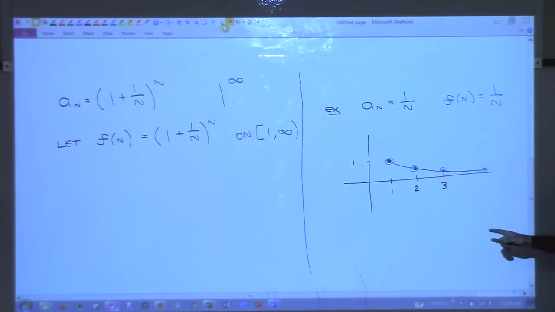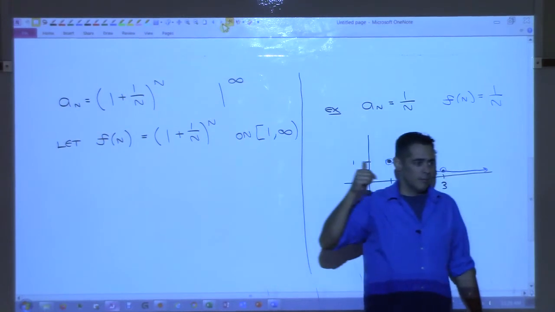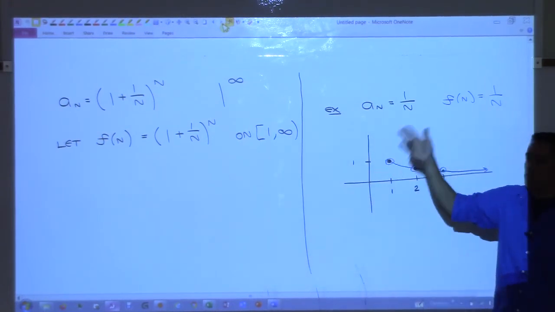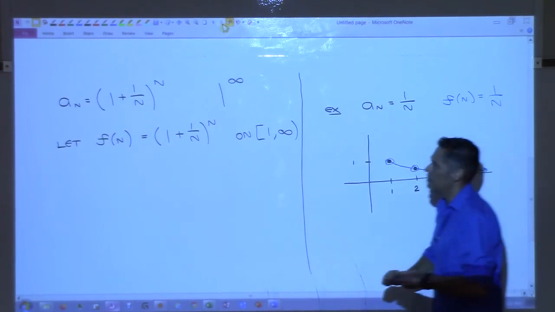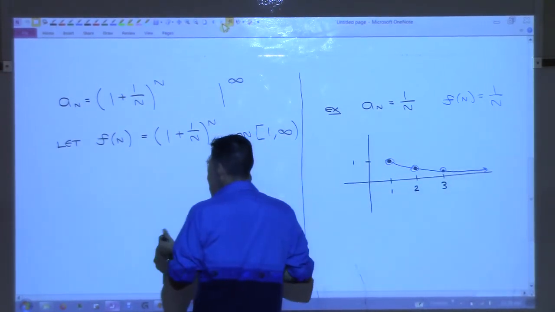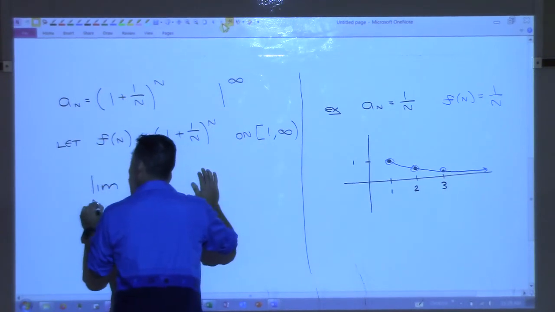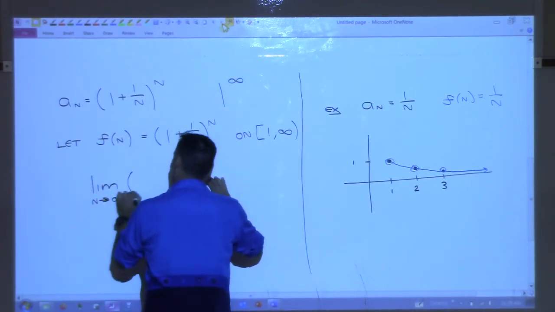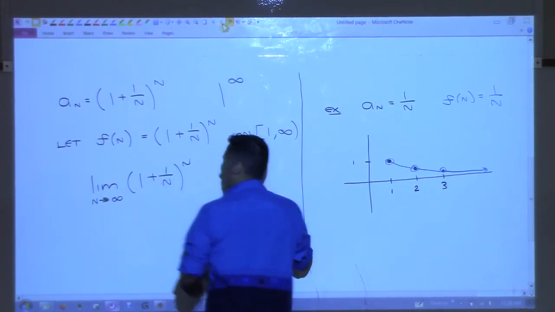But to use L'Hopital's rule, you have to have 0 over 0 or infinity over infinity, right? You can't use it when you have 1 to the infinity. So I'm just going to go through this because I know some of you have seen L'Hopital, some haven't. The way that you do this is we're going to try right now to find the limit as n goes to infinity of 1 plus 1 over n raised to the n. Okay, that's what we're trying to find.